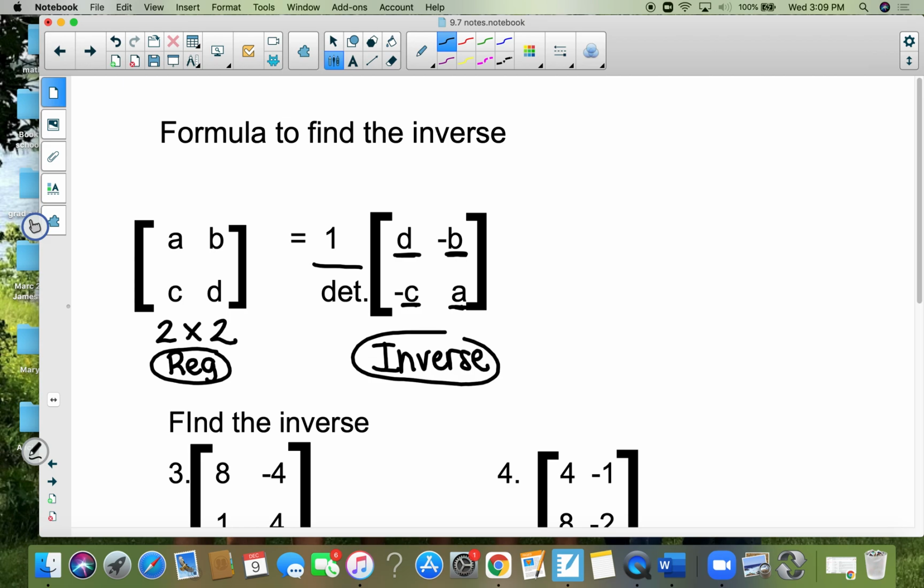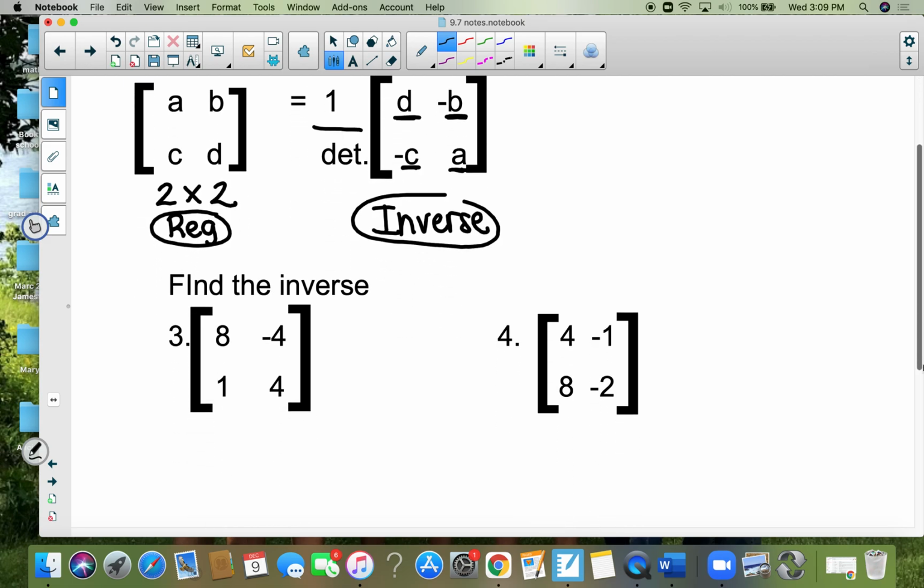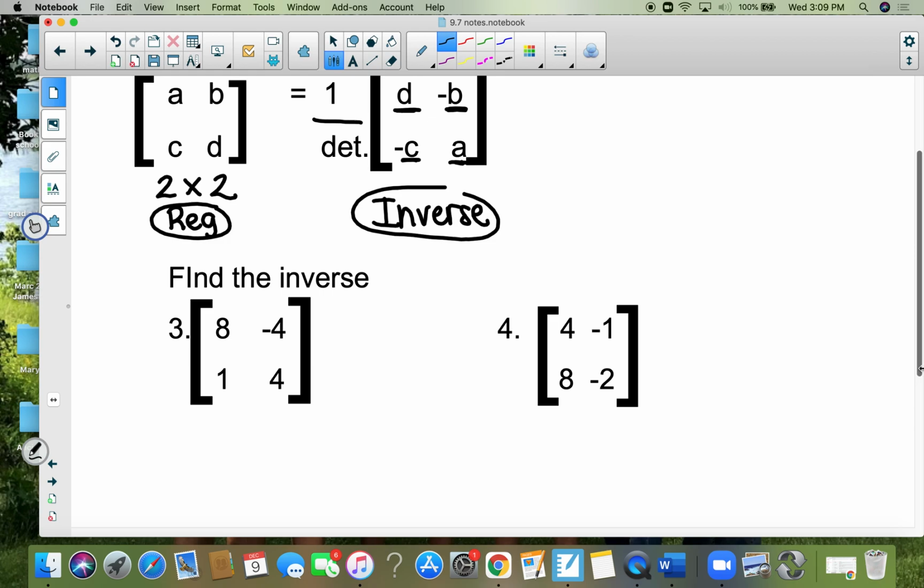So I'll go nice and slow. You're supposed to find the inverse of this 2 by 2 matrix. So this is its original. And what we're going to do is find its inverse. So the first thing we need to do is find the determinant. To find the determinant, it's 32 minus a negative 4, which gives us 36.